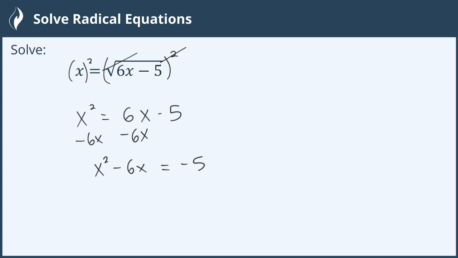We still want to get 0 on this right side. So we'll add 5 to both sides. So we have x squared minus 6x plus 5 equals 0. And in order to solve this, we now factor.